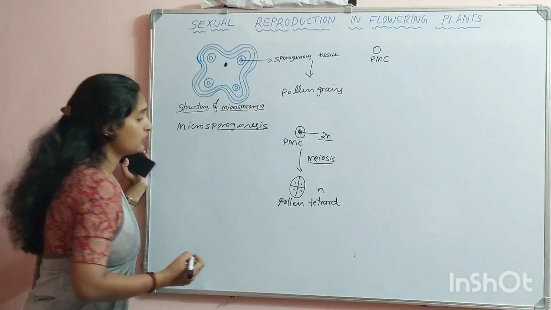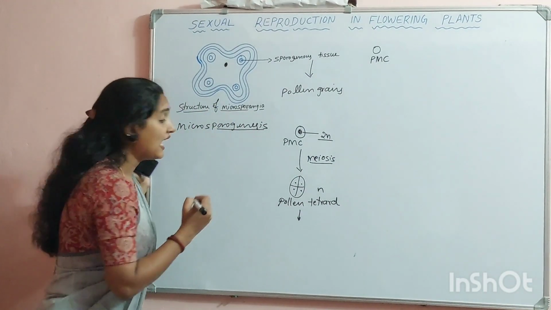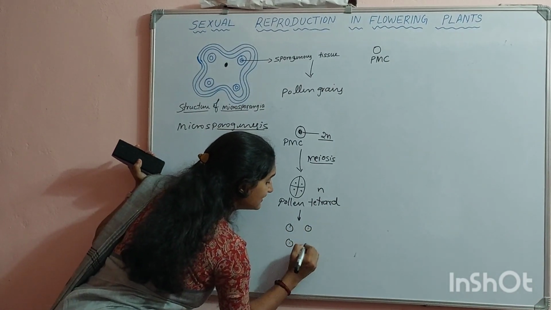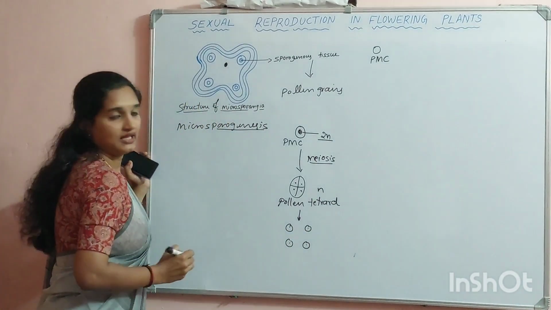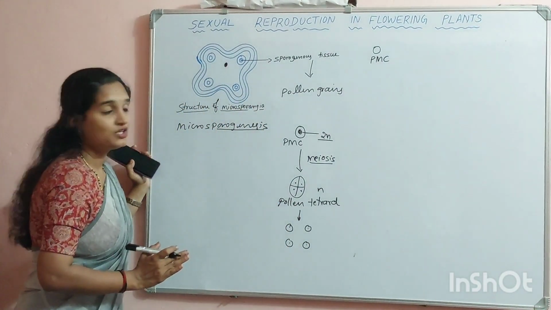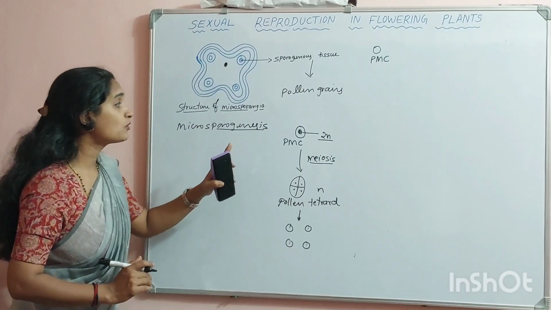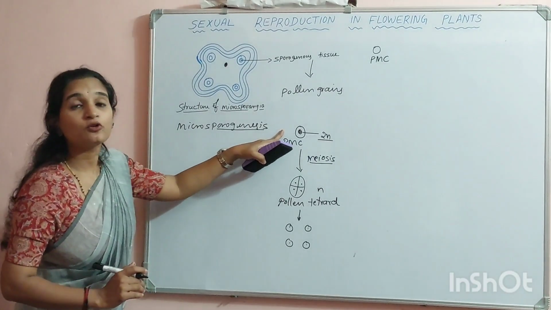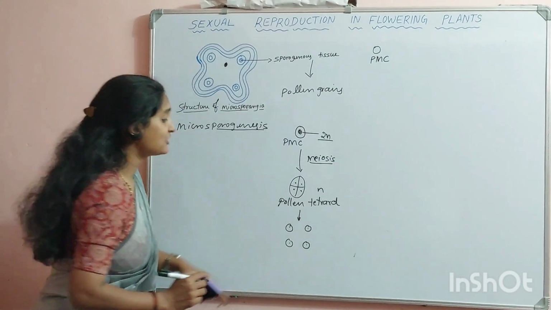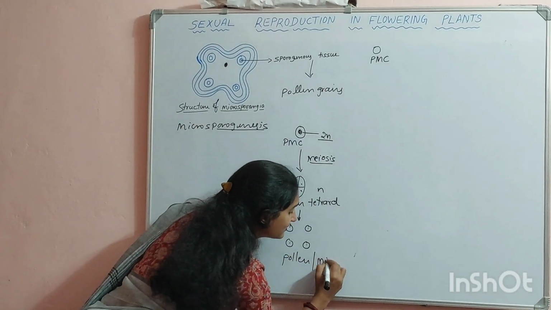Pollen tetrad. On maturity, as the anther matures, these pollen grains get detached from one another, and these are the developed or matured pollen grains. So this is the process of formation of microspores from the microspore mother cell. Next, let us study the structure of these microspores or pollen grains.